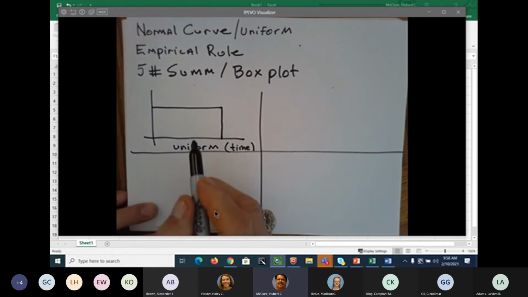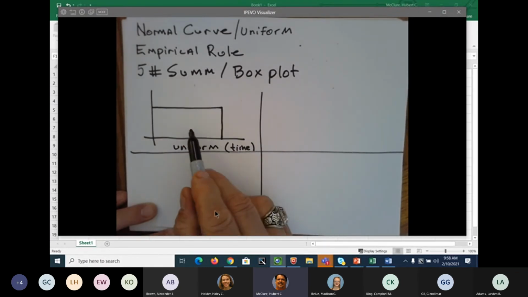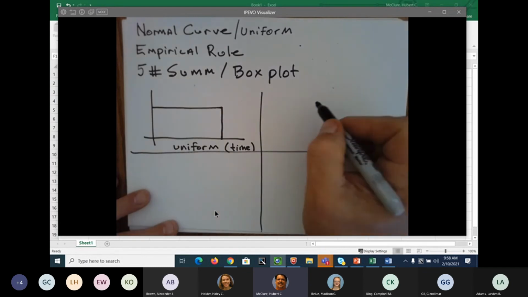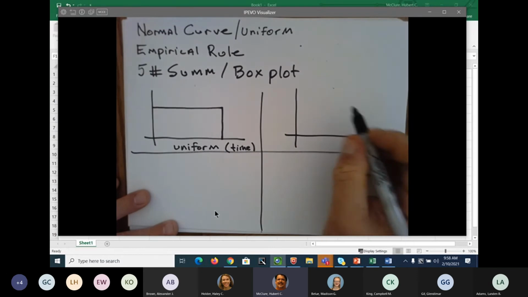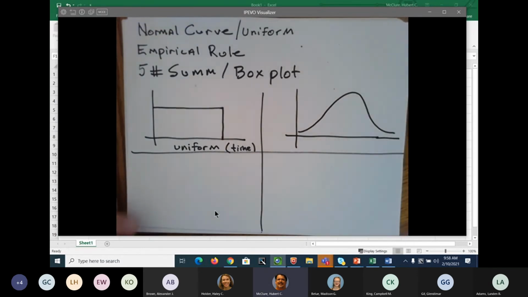So it's always going to be what? Uniform. So any question you get about uniform distribution is usually going to be dealing with time. Then you have the normal distribution, which we just went over. And all of these have one thing that's very important. And that one thing is, and I'm going to put it in red because it's very important.